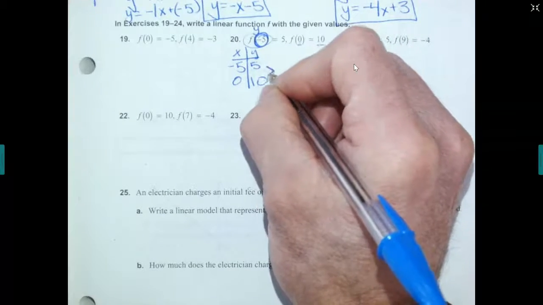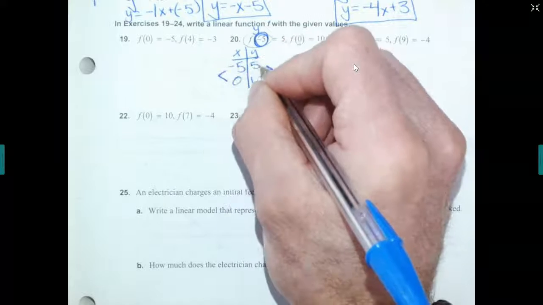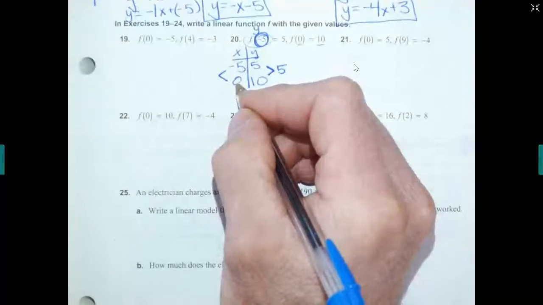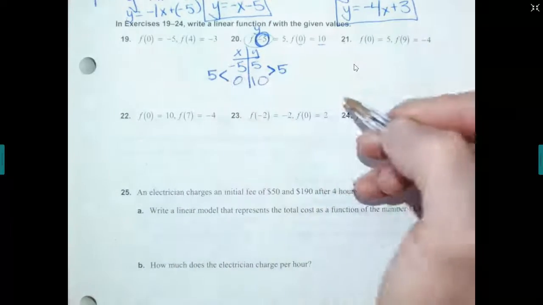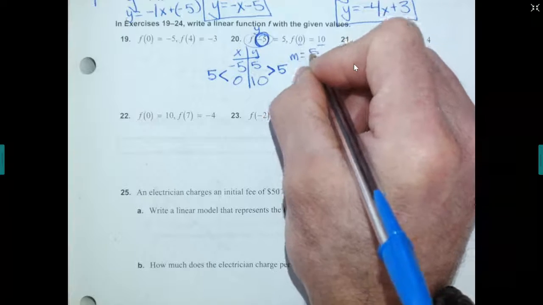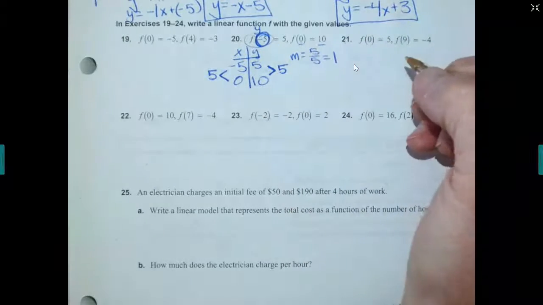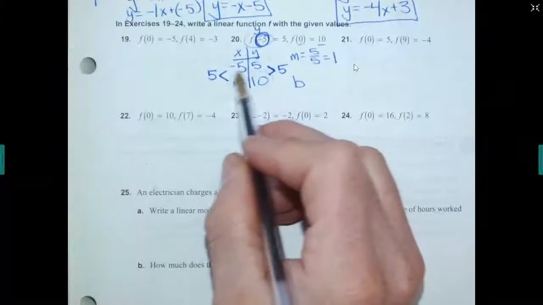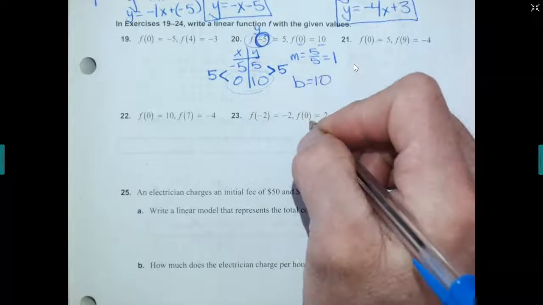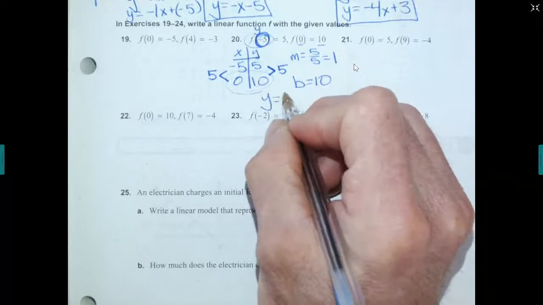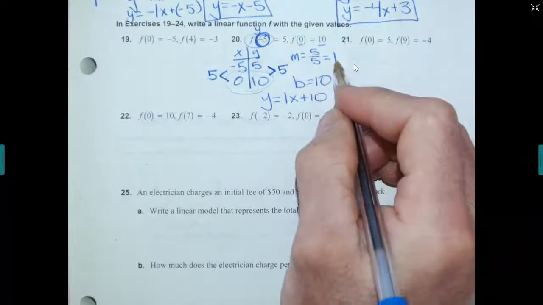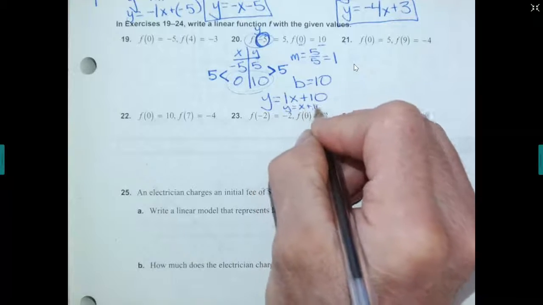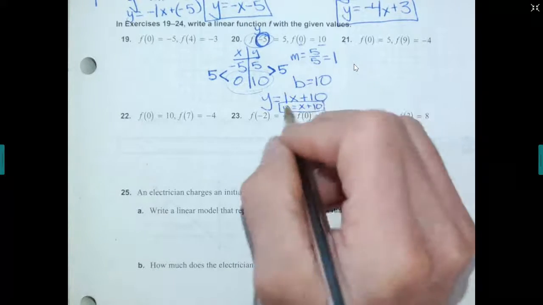So we can find our slope. Going from 5 to 10, that's a positive 5. Going from negative 5 to 0, that is also a positive 5. So my slope equals 5 over 5, which is 1. And my y-intercept, well here we have 0, 10. So that's my y-intercept, it's 10. So y equals 1x plus 10. My slope is 1, so y equals x plus 10. If you wrote 1x plus 10, that's correct also.